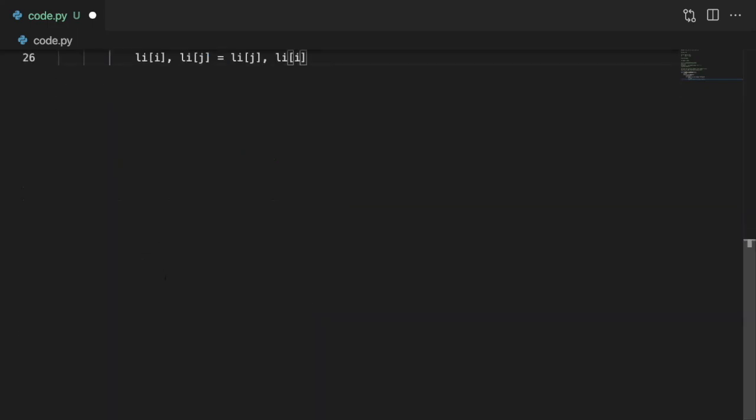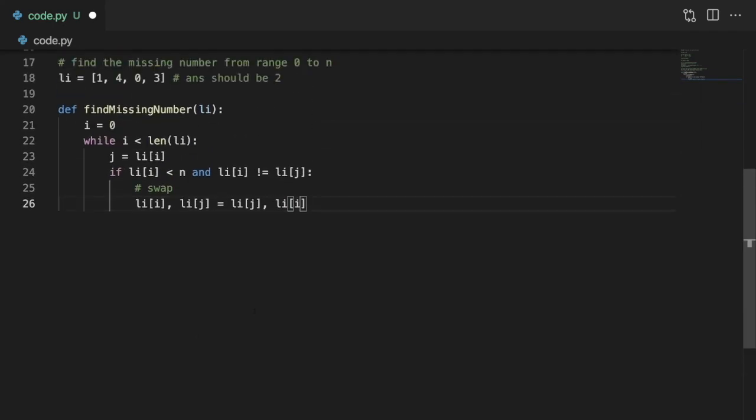Can anyone tell me how Python swaps like this internally? Can anyone tell me what this is doing? Anyone? Otherwise, i plus equal to 1. That's it. This above is the cyclic sort.